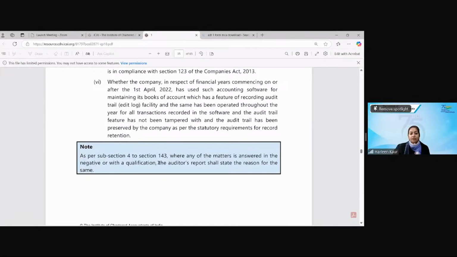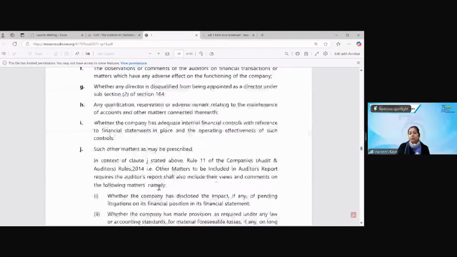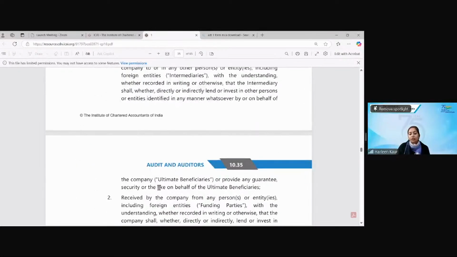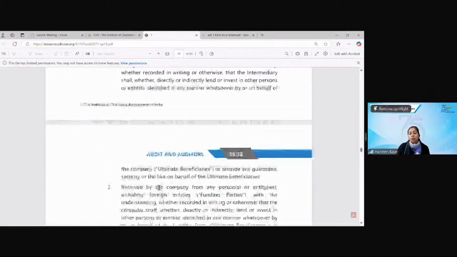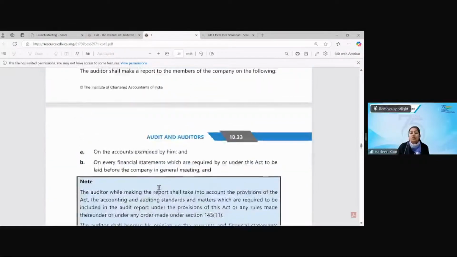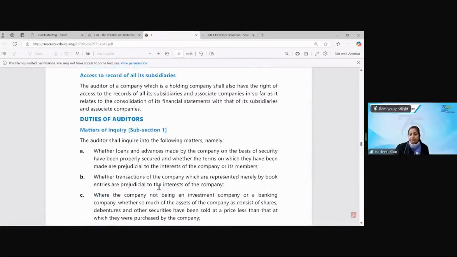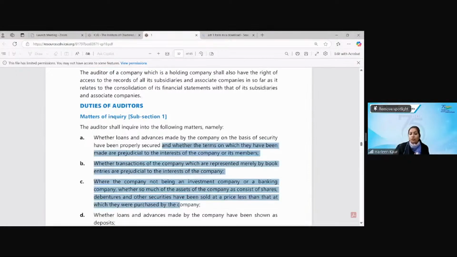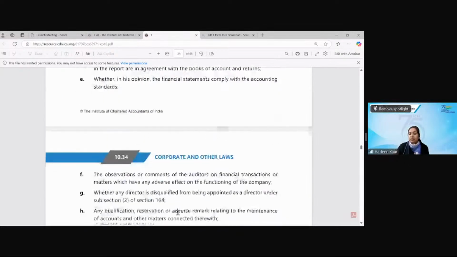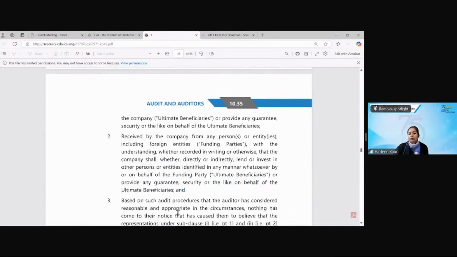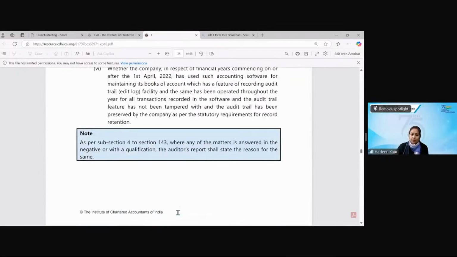Is that clear, children? 143.4, where any of the matter is answered negative or with qualification, he shall state the reason for the same. So any points under 143.4, if you have any disqualification, you must mention these points with the reason why it was not clarified. Okay, any of these matters having any of the negative reasons means you have to give the reasons why you have given the disqualification.